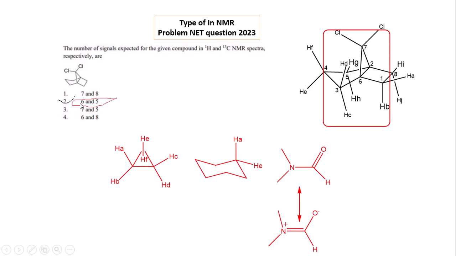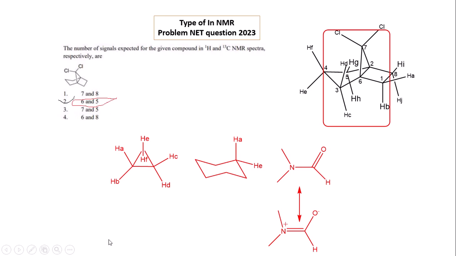Hence the protons give 6 signals, but for the carbons, carbon 1 and carbon 8 are enantiotopic, so they give the same chemical shift. Carbons 2 and 6 give the same chemical shift, and carbons 3 and 5 give the same chemical shift, and carbon 4 has another chemical shift. Carbon 7 has another chemical shift. That is 1, 2, 3, 4 and 5, different carbon signals.